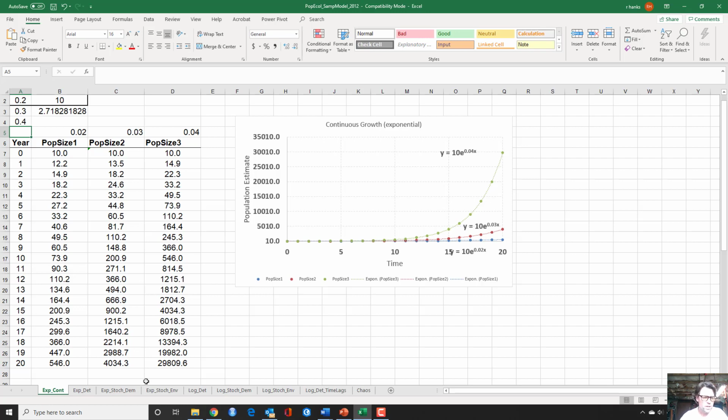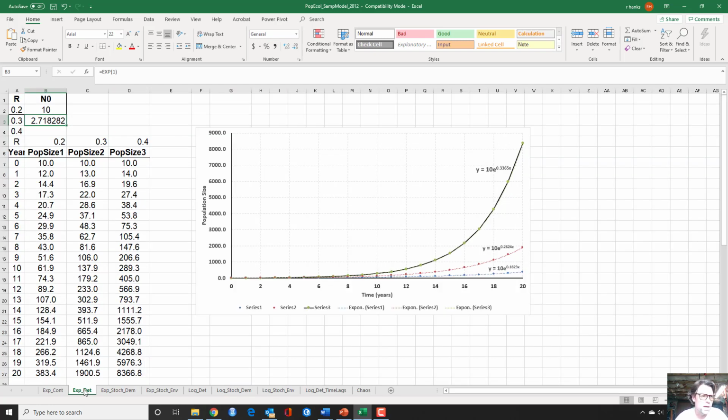All right, so that's the exponential continuous model. Next up is the exponential deterministic model. And if you were wondering earlier about Euler's number, that is the natural log of 1. So we can do exp, this is the equation, equals exp(1), and it gives Euler's number. I just included that in there for you guys to see.